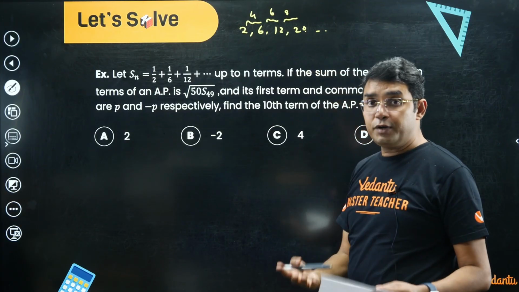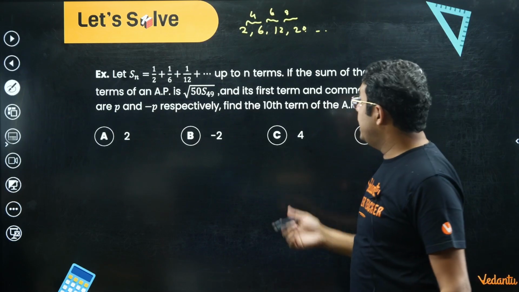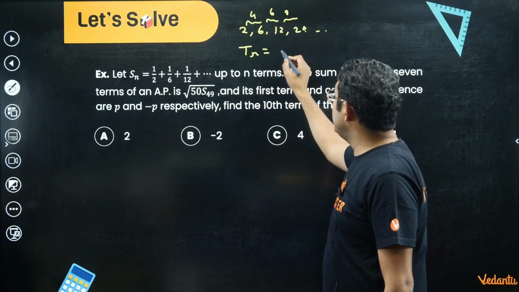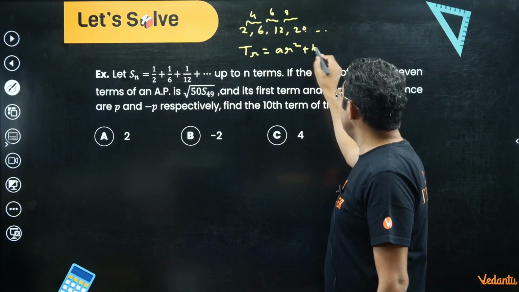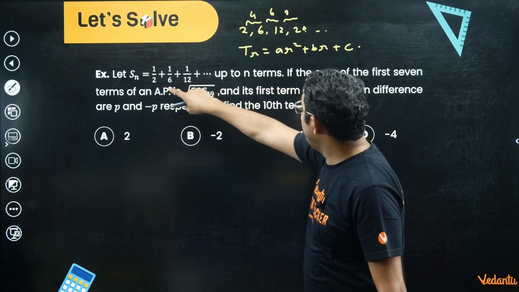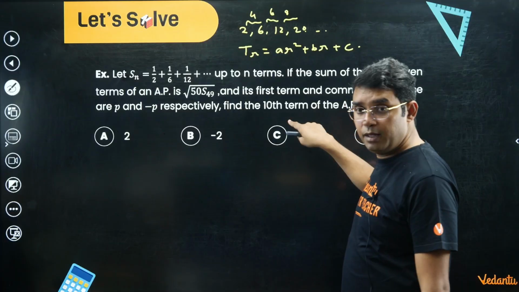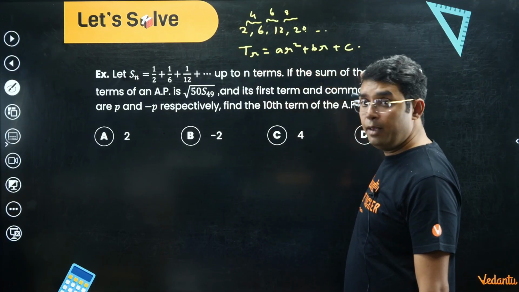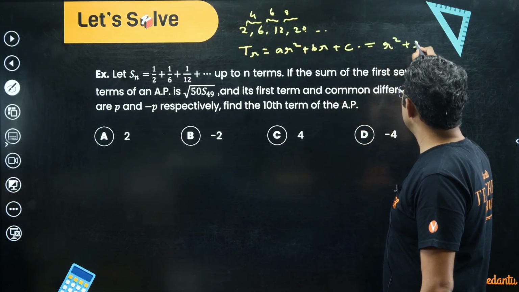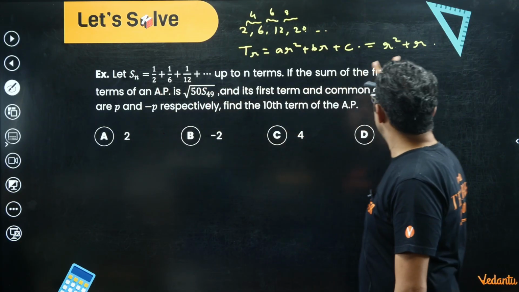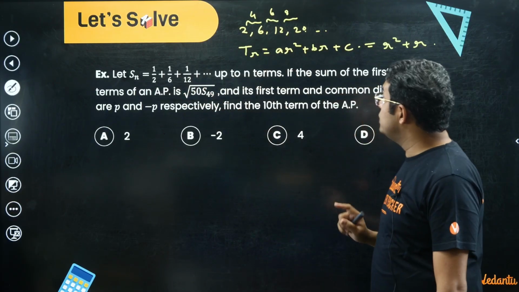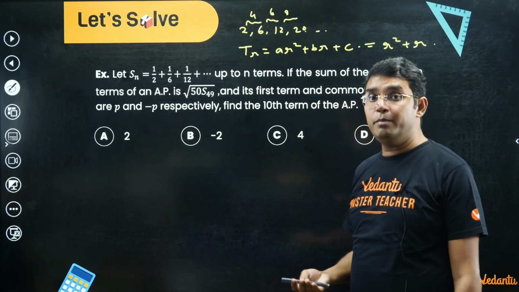Okay, and if the differences of consecutive terms are in AP, then your general term TR has to be a quadratic in R. You can take this as AR square plus BR plus C. It has to be a quadratic in R. And if you put R equal to 1, 2 and 3 and find these values A, B, C, your TR will come out to be R square plus R. If you take R as 1, it will give you 2, R as 2 will give you 6, R as 3 will give you 12, and so on.